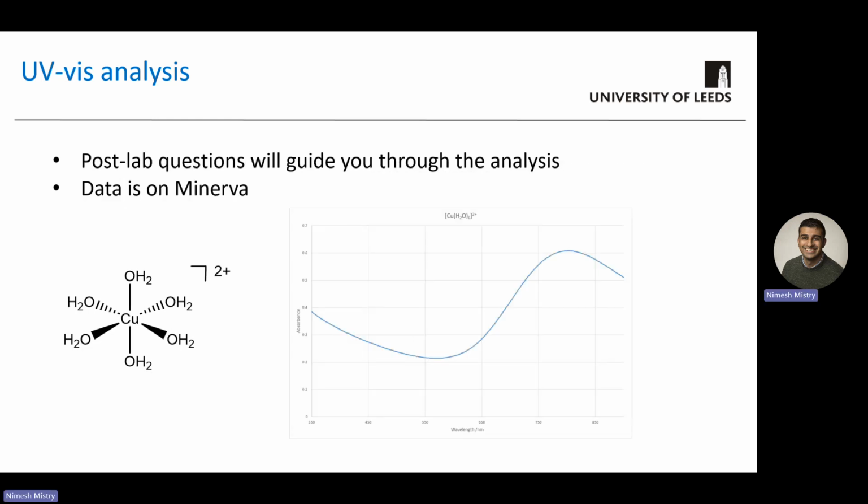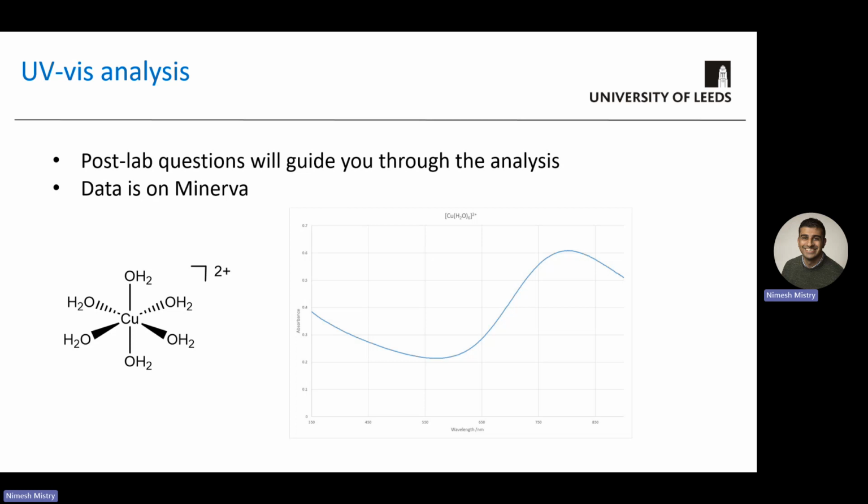Okay, so what you have on Minerva will be the data for each of those three complexes, and the post-lab questions will guide you through how to use this data. So what you'll be doing is plotting the data like so to get your UV absorption.